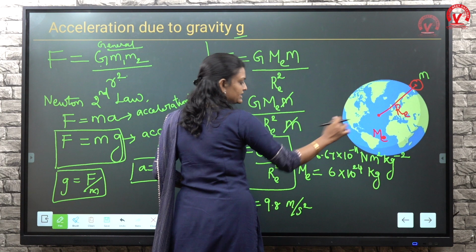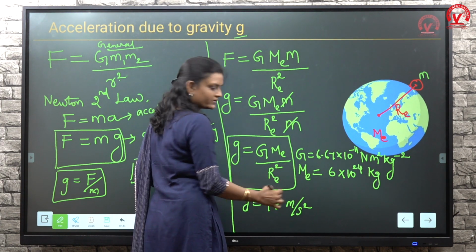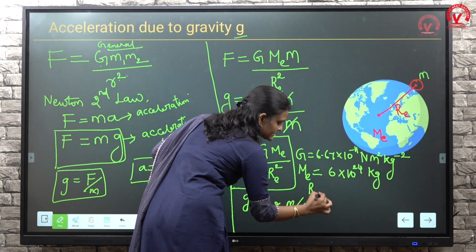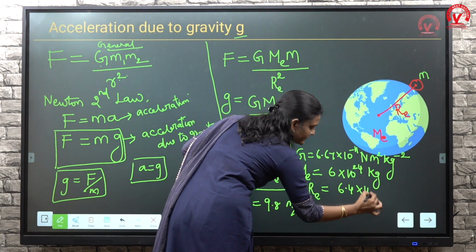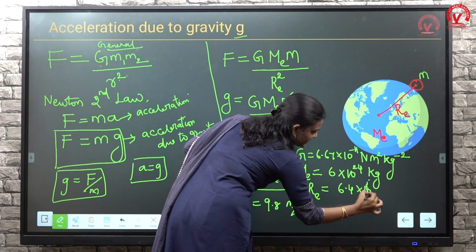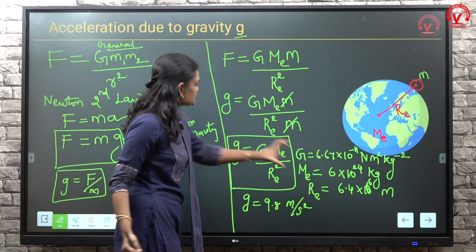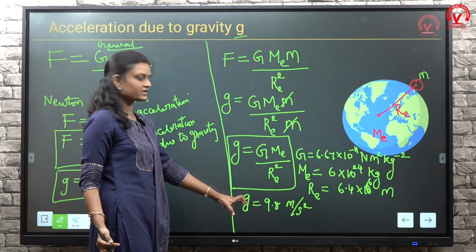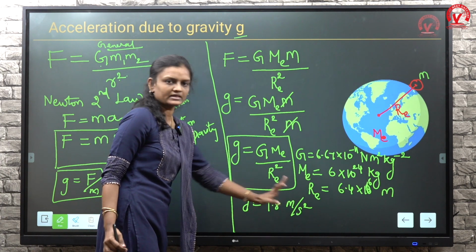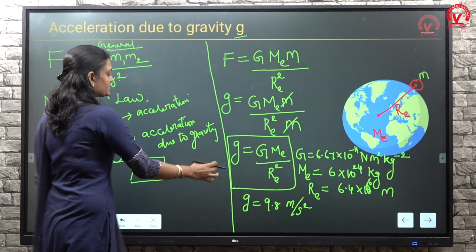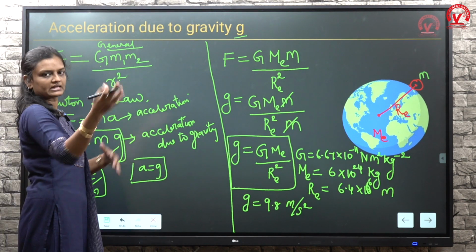And Re is nothing but the radius of the earth. That is also constant, so Re is equal to 6.4 into 10 power 6 meter. Now if you substitute in this equation, you will get acceleration due to gravity as 9.8 meter per second square. So this is the value we got here. We are going to use this formula in the next slides.